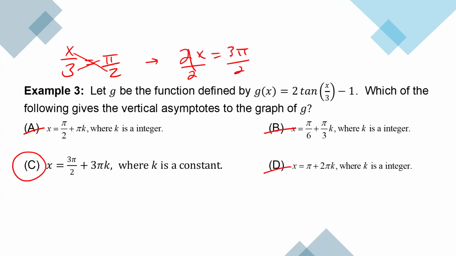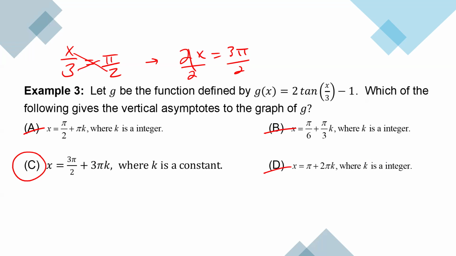Did they say where k is constant? No, k is always an integer. K is going to always be a constant. It just means that it's not a variable. It's a number. Yeah, but is there any point? No, there really isn't. Just ignore that.